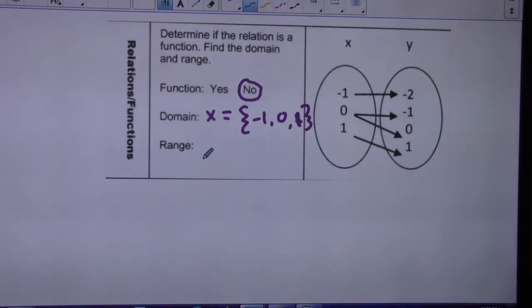And what is our range going to be? y is equal to what? -2, -1, 0, 1. Okay, so that's it. Now we have domain and range, all right? Sounds good. Next.